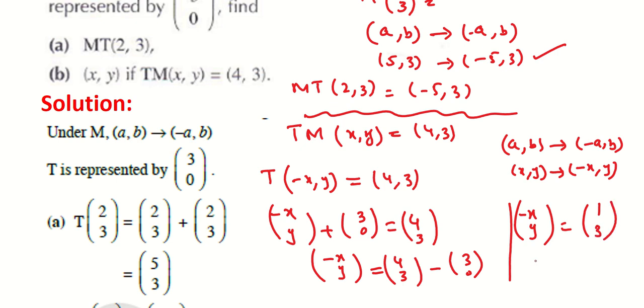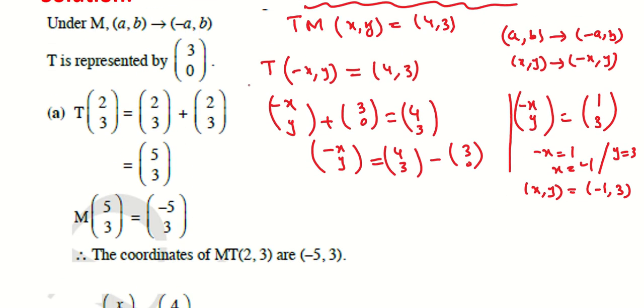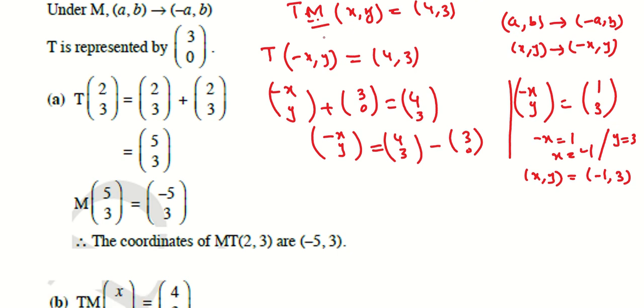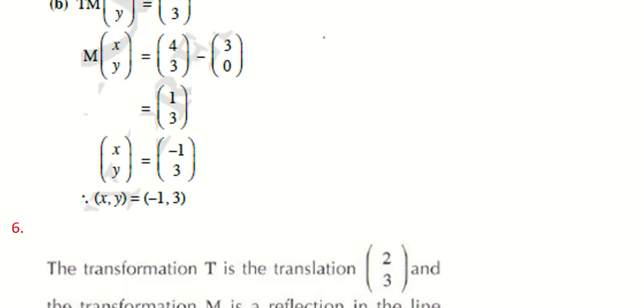As you know that -x is equal to 1, so the value of x is -1, and we need the values of x and y. So the answer is (-1, 3), because y is 3. So the value of (x, y) is equal to (-1, 3), which is required. First we operate y-axis reflection, then translation. The answer is (-1, 3).